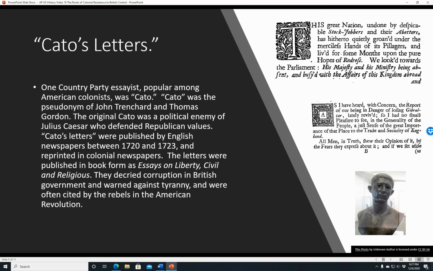And we see, as I've heard with concern, the report of our being in danger of losing Gibraltar lately revived. I had no small pleasure to see in the general of the people a just sense of the great importance of that place to the trade and security of England. All men in truth knew their opinion of it and fears.